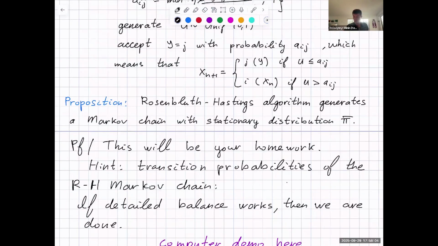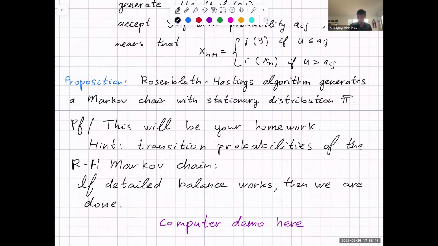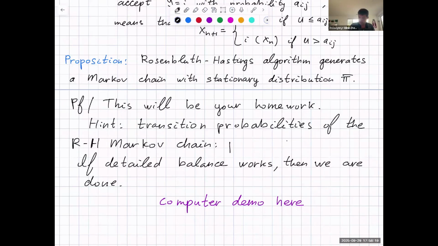You will actually prove in the homework that this has the desired stationary distribution. It's very easy to prove. The hint I'm going to give you right now, and I will probably repeat it in the homework as well, is that the transition probability of this Markov chain, P_ij, if I want to go from i to j, first I need to propose it, and then independently I need to accept or reject it. So it's a product of my proposal probabilities and acceptance probabilities. Given this P_ij, it's very easy to prove that detailed balance holds. And if detailed balance holds, that means global balance holds and π will be a stationary distribution.